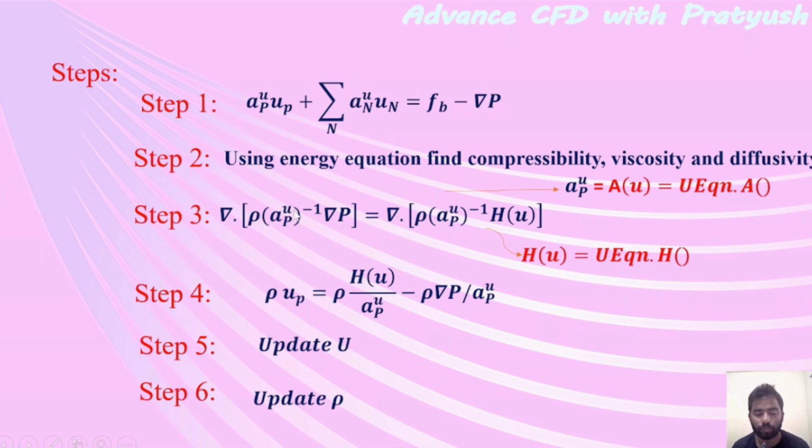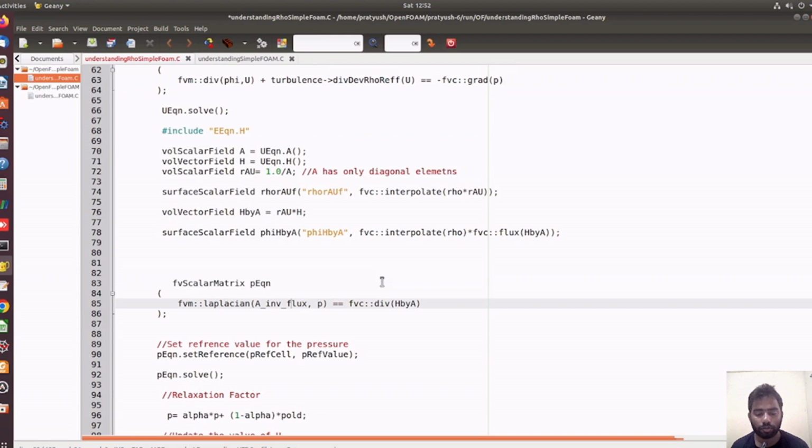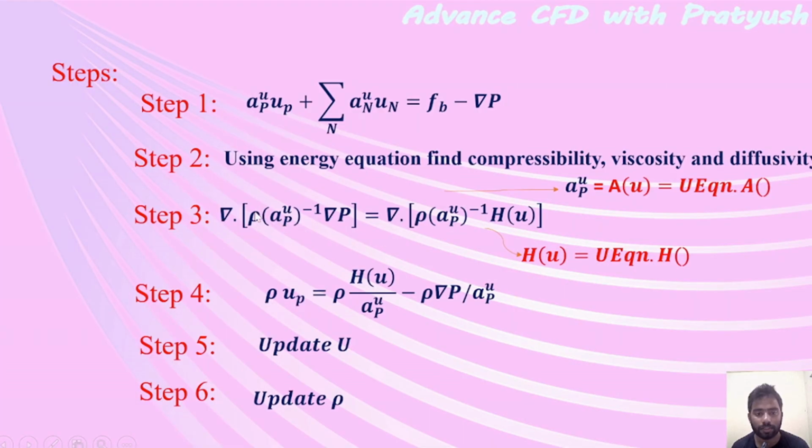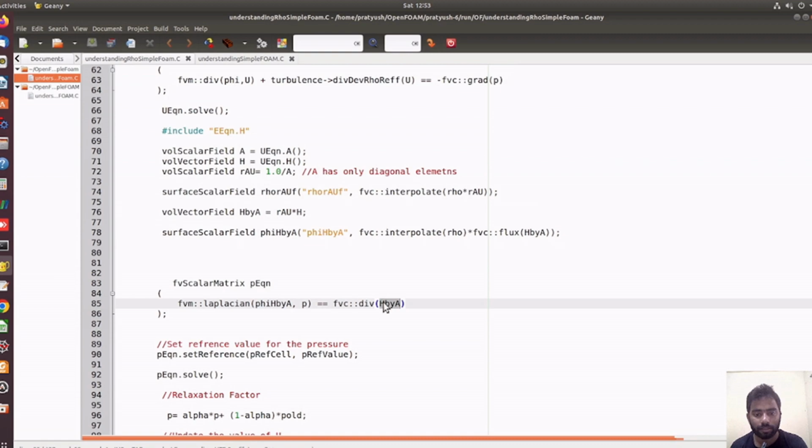We have created these two multiplications, and here also we have created these two multiplications. So we are going to apply these equations for solving the P equation. From the slide you can see that with P, the term that earlier was A inverse flux now has to be phi H by A. This term will be multiplied to del P, and this term will be multiplied to HAU. Phi H by A should be written here, and this pressure rho RHAUF will be multiplied with the pressure.